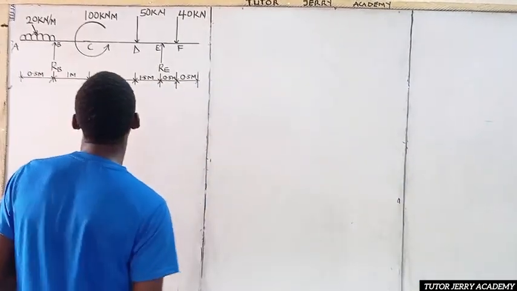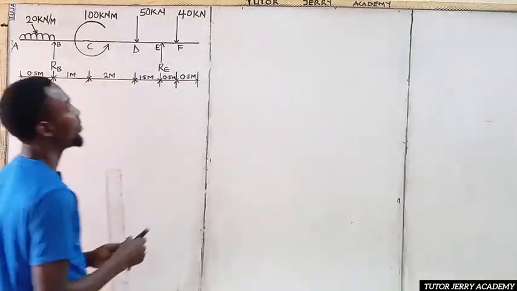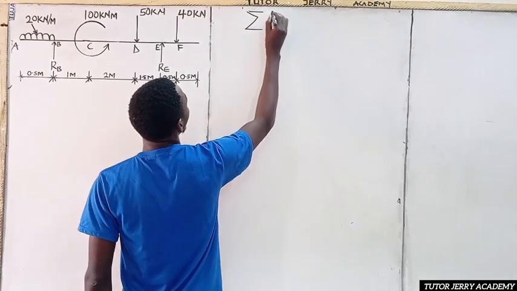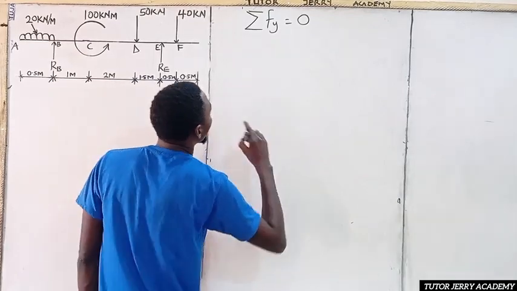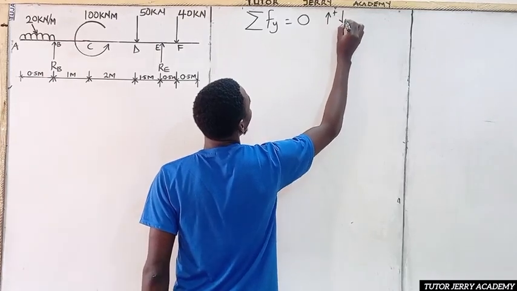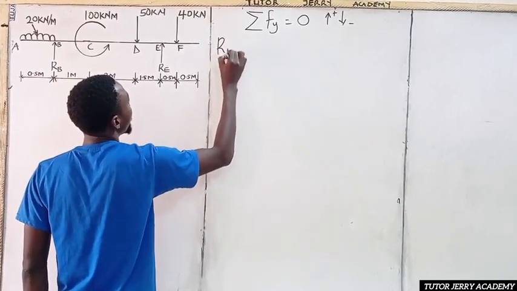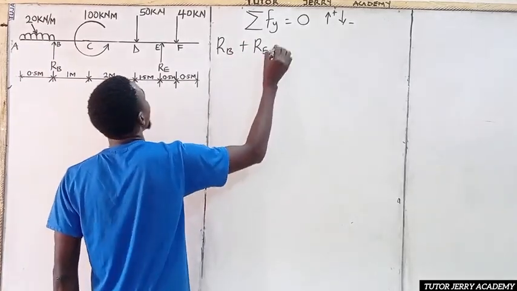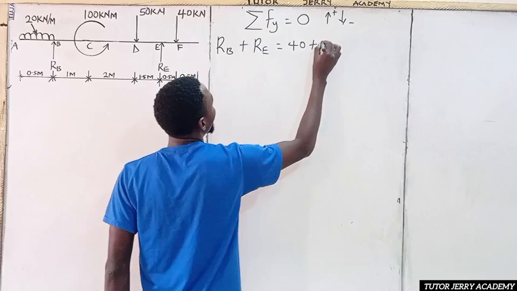We are going to be calculating the reactions at the supports, R_B and R_E. And then we are going to start with the summation of upward forces. The summation of forces in Y will be equal to what? Here we are using upward force as positive and downward force as negative. So R_B plus R_E will be equal to the upward forces, 40 plus 50.